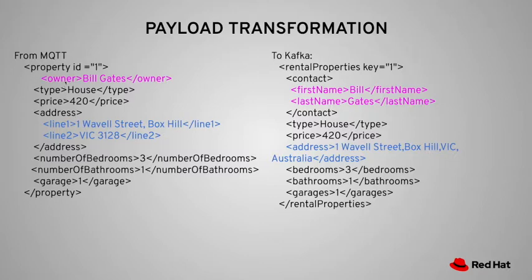So this is the original message that was sent to the MQTT server. You can see that the owner's name, the whole name, is in a single line. But what I'm going to do in the transformation is break up the single line into the first name and the last name. And then the address is actually in two lines, line 1 and line 2. So in this particular transformation, I'm going to combine the two, line 1 and line 2, into a single line address. So this kind of transformation is very common in applications.